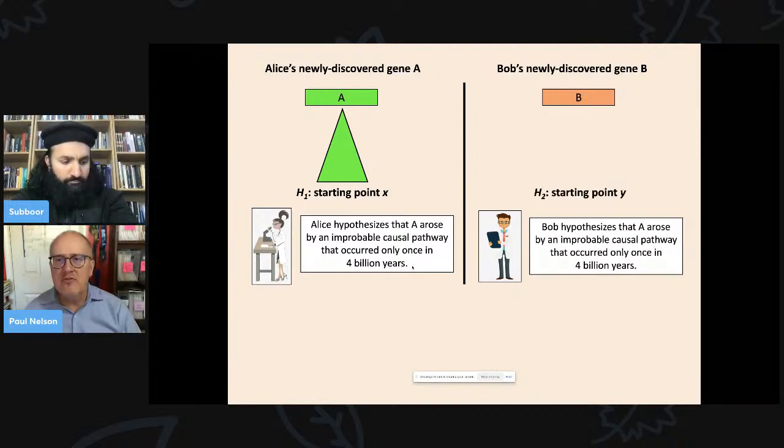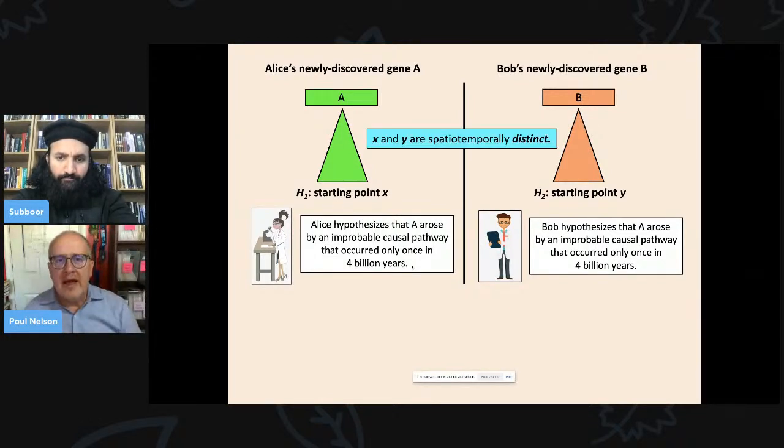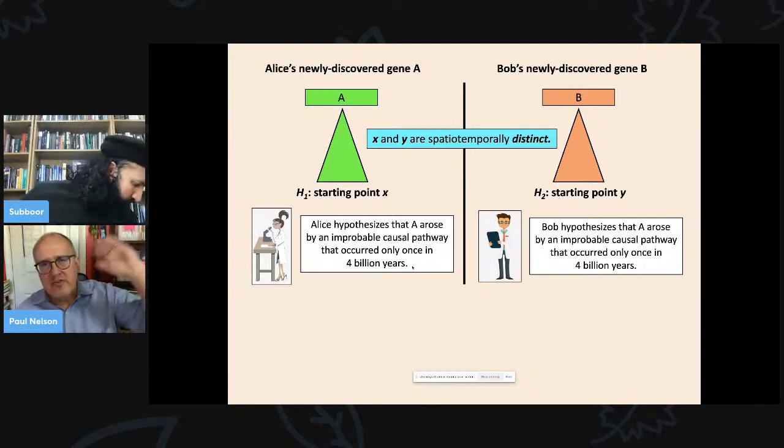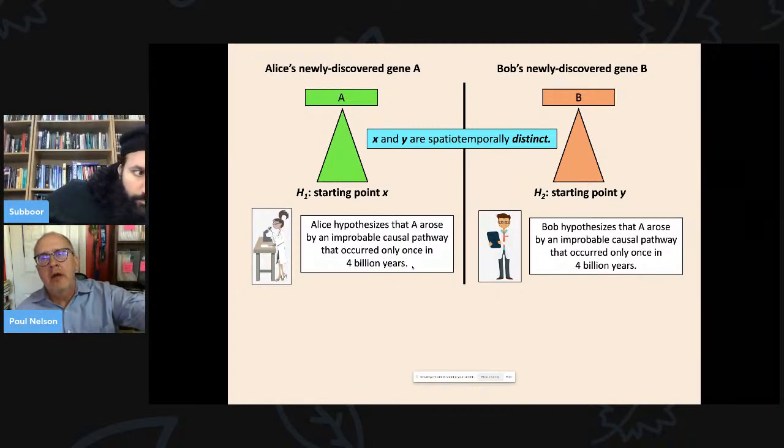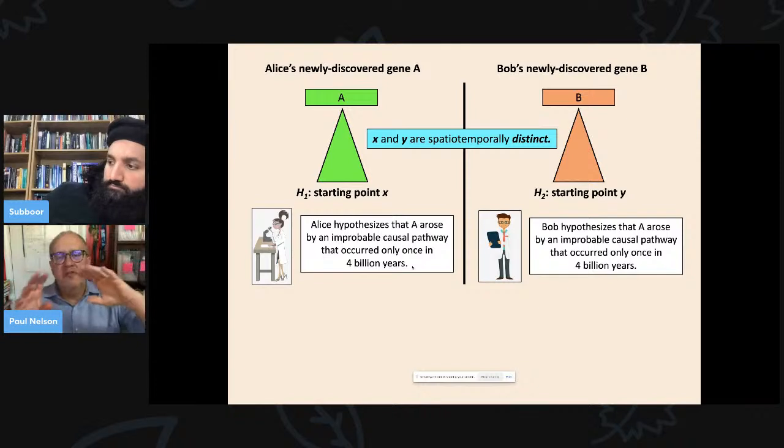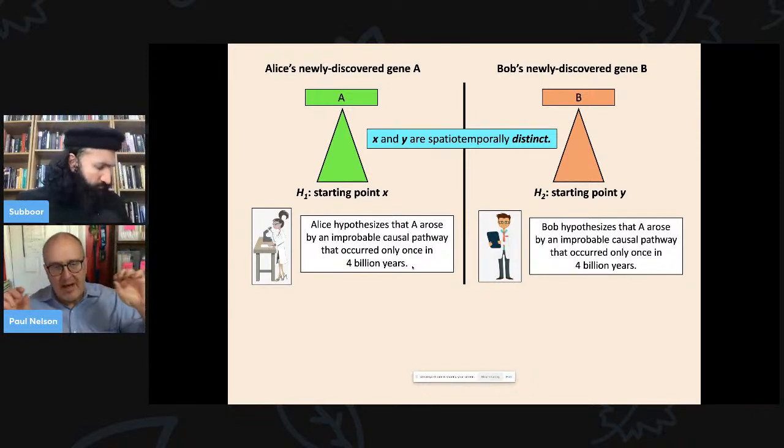He starts from H2. He also uses that once in 4 billion year frequency. X and Y, these two starting points, are spatiotemporally distinct. In other words, on the Earth, these are separate causal theaters. In the hypotheses that Alice and Bob formulate, you could say that H1 is somewhere in the Pacific Ocean at a submarine vent, and for Bob, it's somewhere on Greenland in an ice chasm. So these are spatiotemporally distinct theaters where these hypotheses are getting up and running.